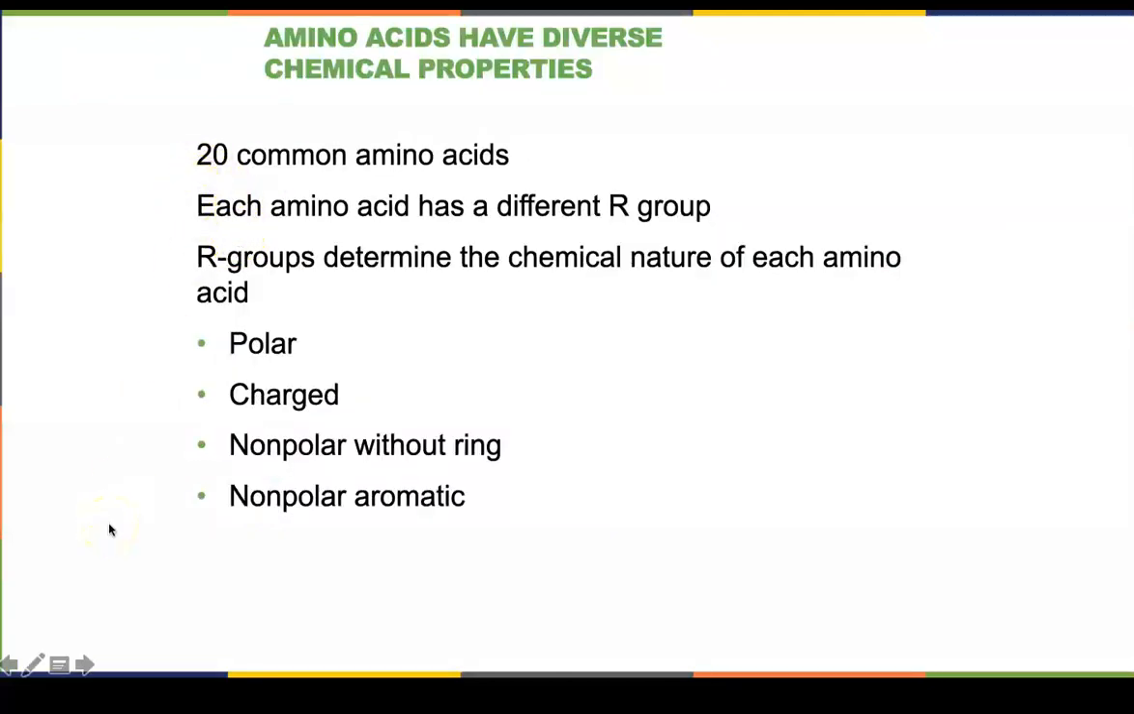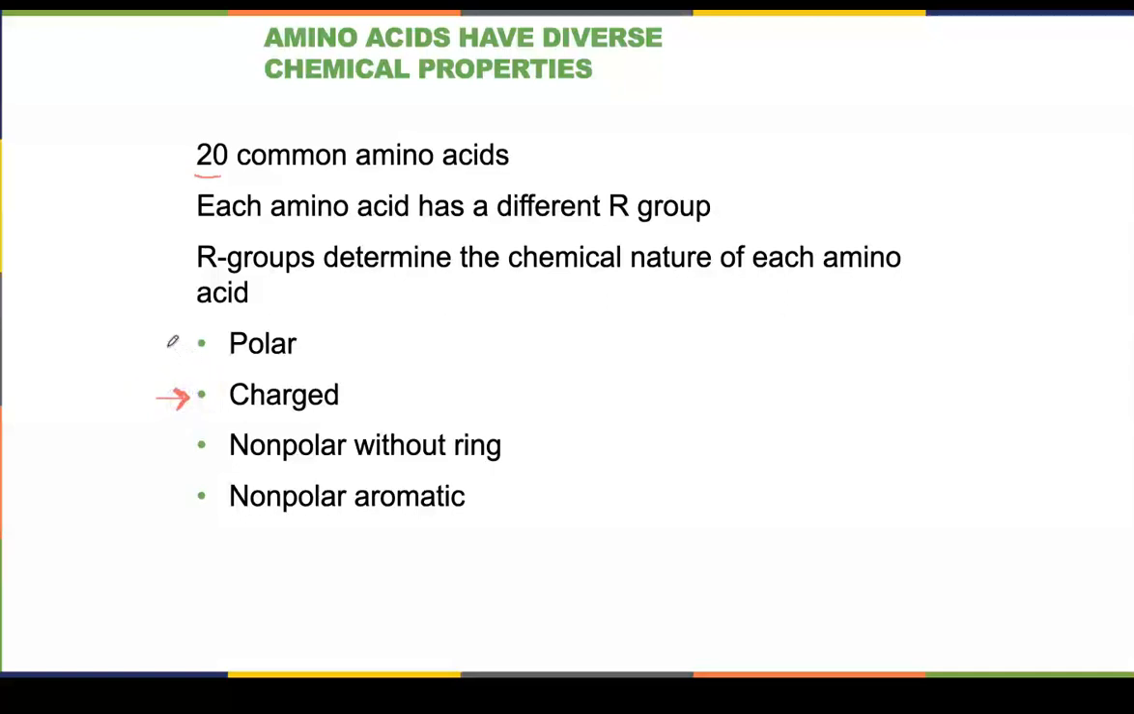So as we just said, there are 20 different common amino acids. There are a few more that are much less common. Each amino acid, each of these 20, has a different R group, and the R group determines the chemical nature of that amino acid. Even though all 20 are a little bit different, we can generally categorize them into one of 4 categories. One category, and I'm going to start second down, is charged R groups. So they have either a positive or negative charge associated.